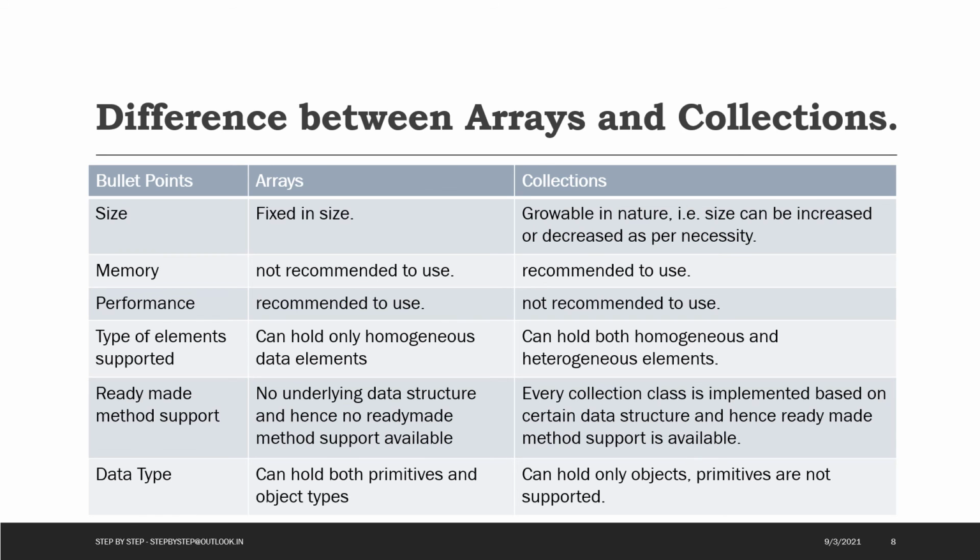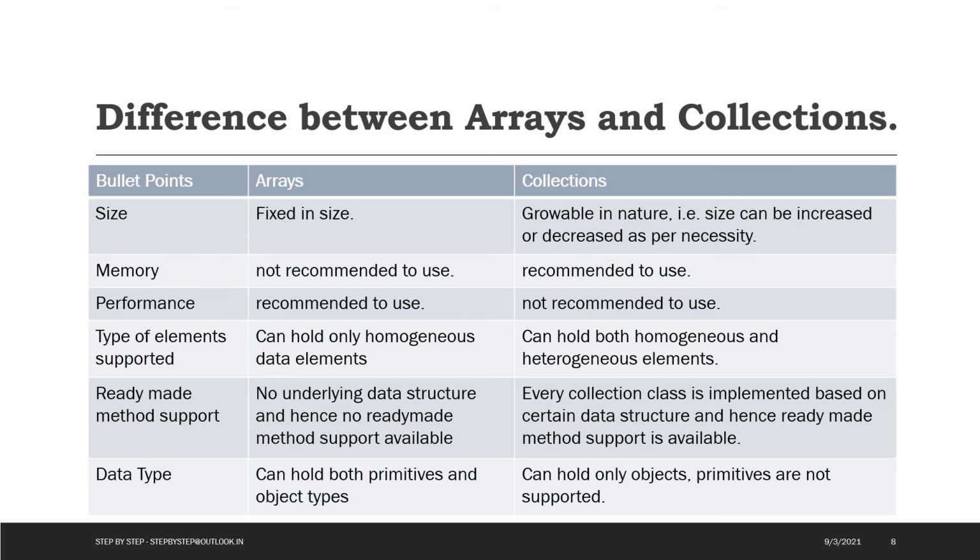Then what type of elements are supported in arrays and in collections? We already discussed that an array can hold only homogeneous data elements, whereas there is no such restriction for collections. A collection can hold both homogeneous and heterogeneous elements. Then ready-made method support. We know that arrays are not built on any standard data structure, hence there is no ready-made method support available for arrays. But the case with collections is different. Each collection interface is built on a certain data structure, and hence ready-made method support is available there.